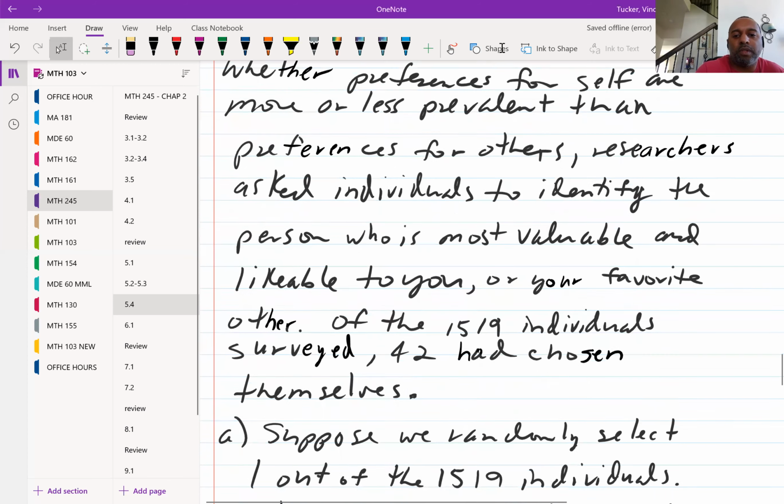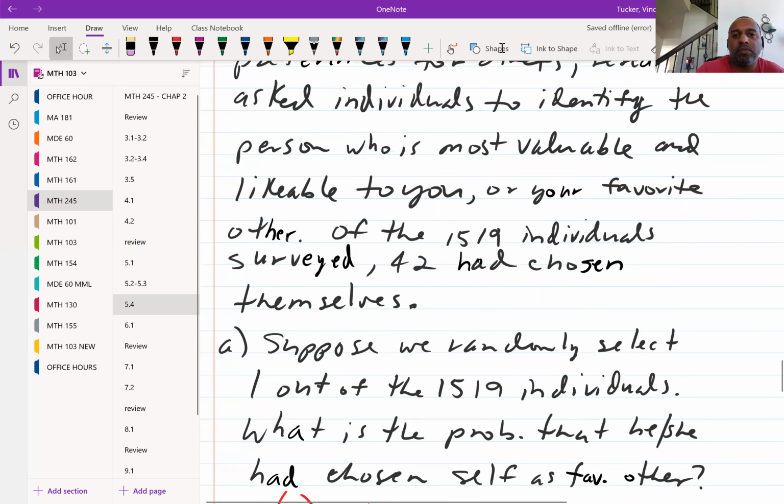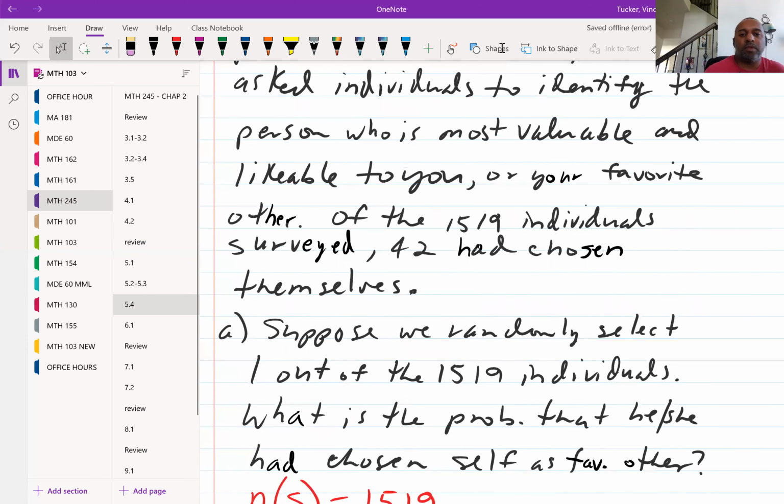All right, scrolling up. So the first one: suppose we randomly select one out of 1,519 individuals. What is the probability that he or she had chosen self as the favorite other?